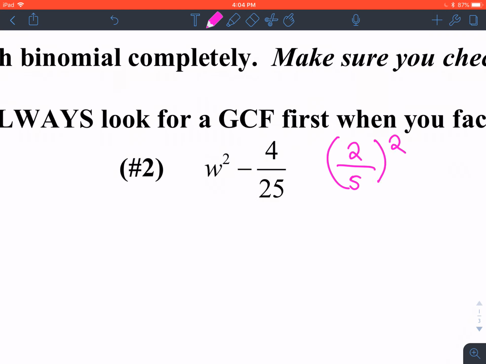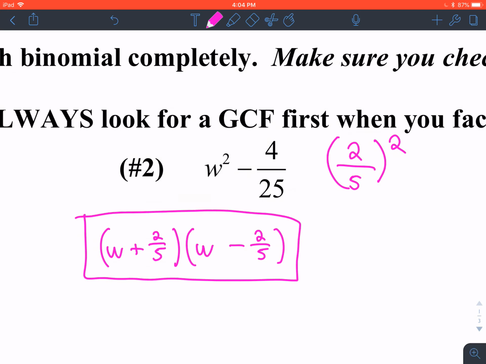We actually do. So this is going to be a difference of squares, which means we're going to go with our parentheses here. We're going to put the square root of the first one in the first parts. We're going to put a plus and a minus. And then we're going to put the square root of the last term, which is going to be 2 over 5. So we got w plus 2 over 5 and w minus 2 over 5. And that's it. That's our answer.